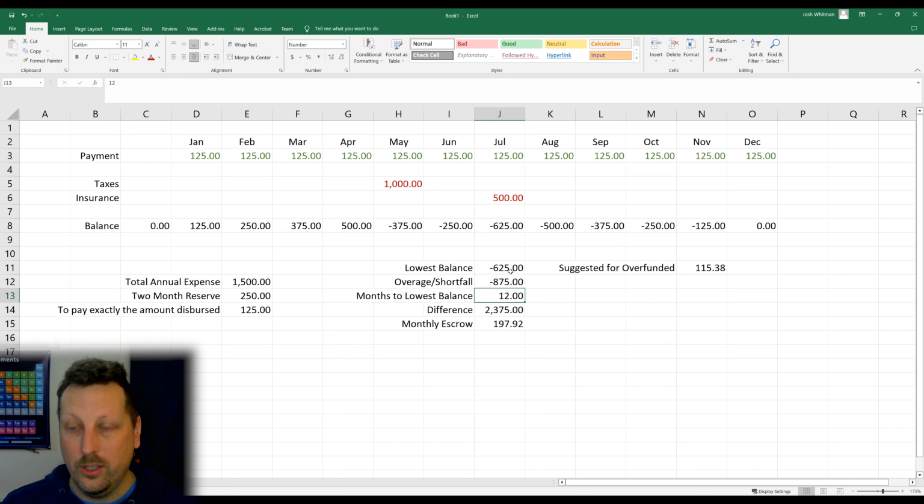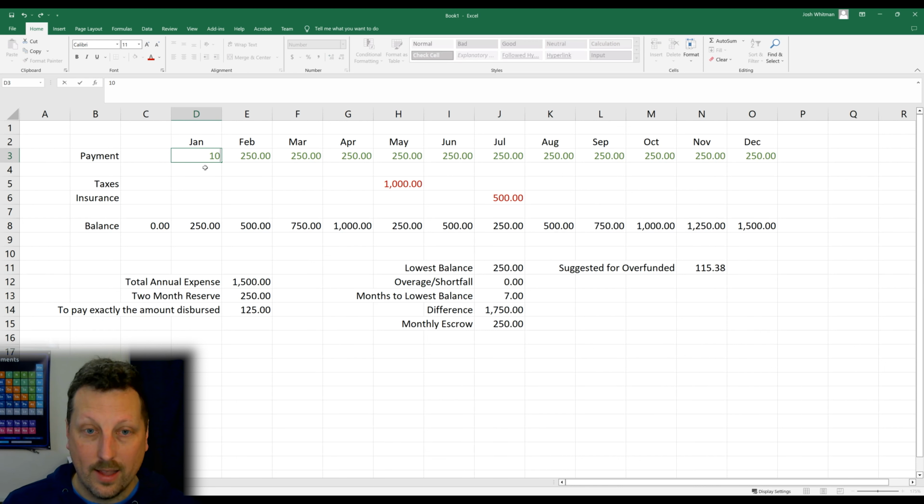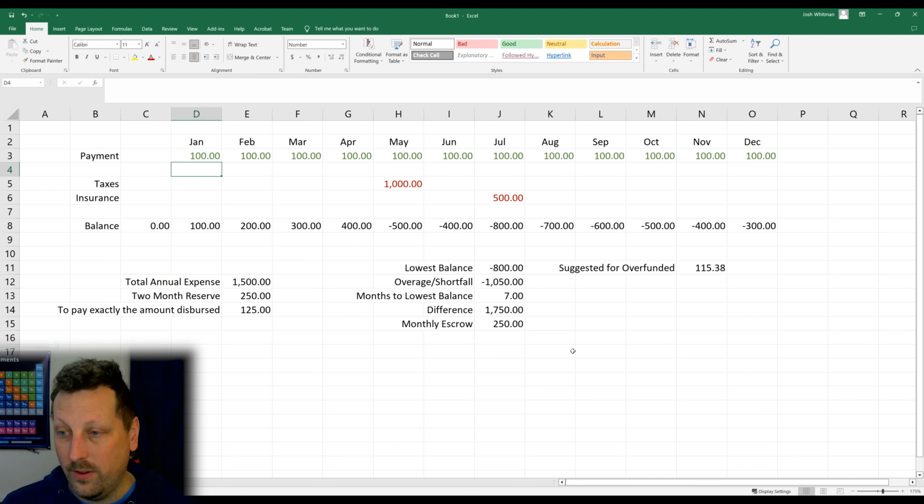And this occurs in July, which is the 7th month, which means we actually want the borrower to pay us $250 a month in escrow so that on this lowest month, we have a reserve of $250. So if we plug $250 in here, we can see on the lowest month, we now have exactly a 2-month reserve. And so this is the math that Moneylender does for us.